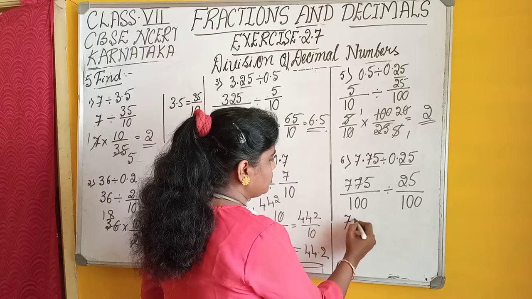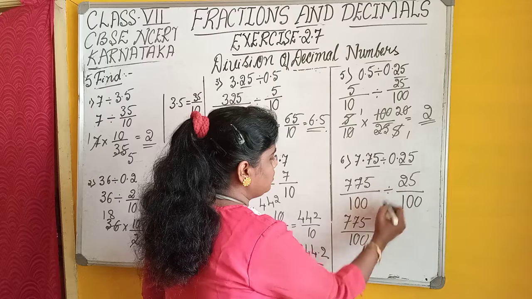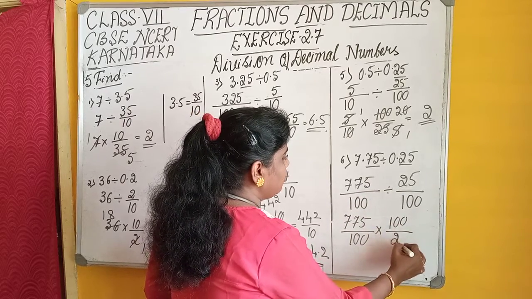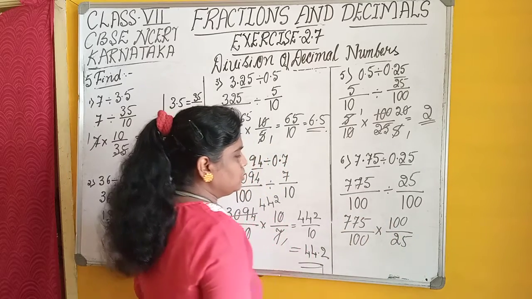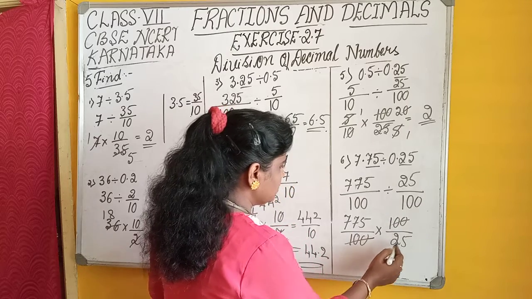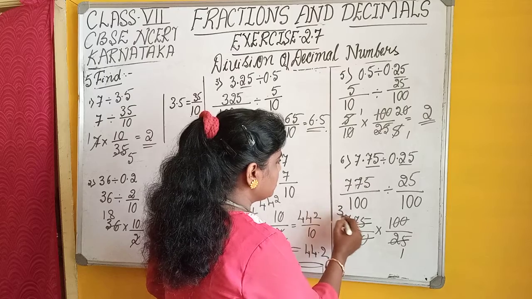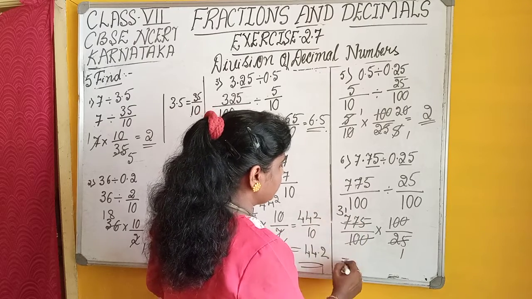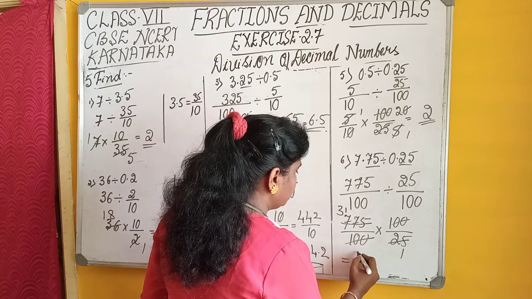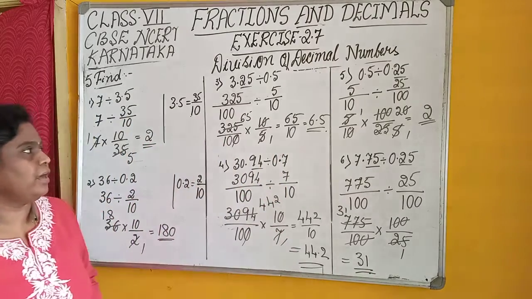Now how do we have to simplify? How are we going to divide? Yes, division will become multiplication and we have to take the reciprocal of this number, therefore 100 by 25. The zeros get cancelled, 100 gets cancelled. 25 ones are 25, 25 threes are 75, 25 is remaining, therefore 31 is the answer. Okay, let us come to the end of my class.